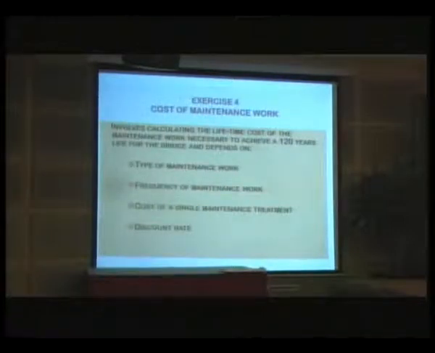We've got exercises 4 and 5, which deal with cost. So there's the cost of maintenance work. That will include the engineering costs. It will include the cost of access. It will include the cost of overheads and traffic management. So those are the 4 items that are considered to make up the cost of maintenance work.